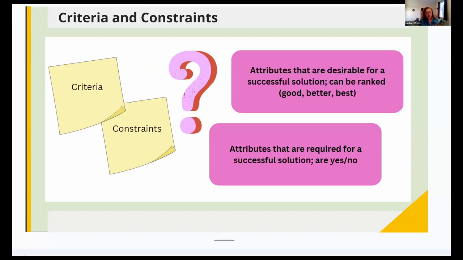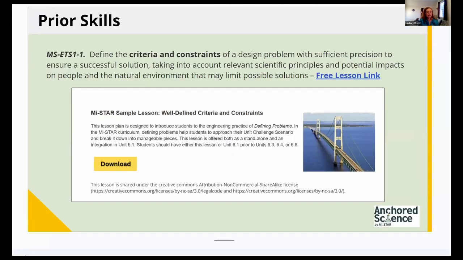If you find that your students aren't quite up to snuff with these types of science words, we do offer a prior lesson that you can work with your students on. It really helps define those criteria and constraints and how to conduct that discussion with your students, how to define good criteria and constraints, which can be very helpful then leading into this decision matrix lesson. This is also an open education resource on our resources for educators page. So again, colleagues or friends that are outside of MyStar are welcome to use this as well.